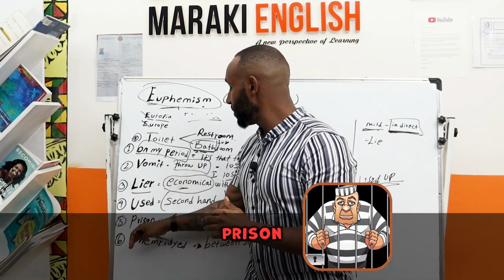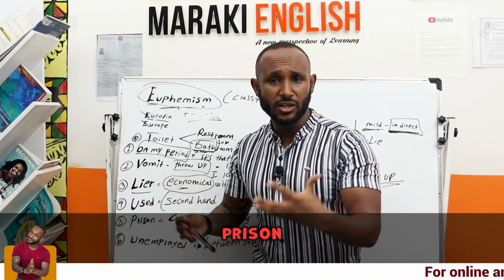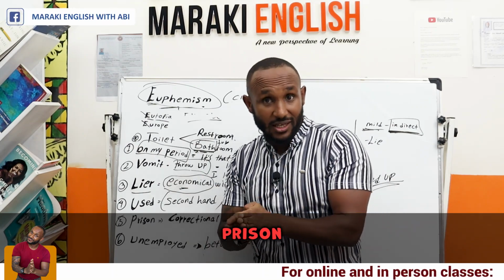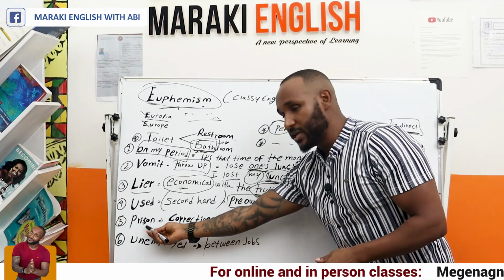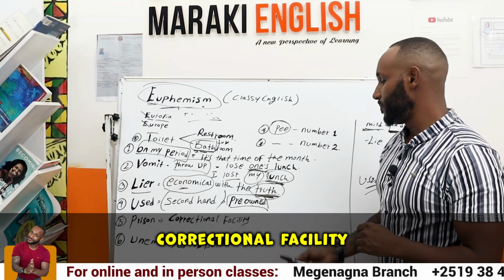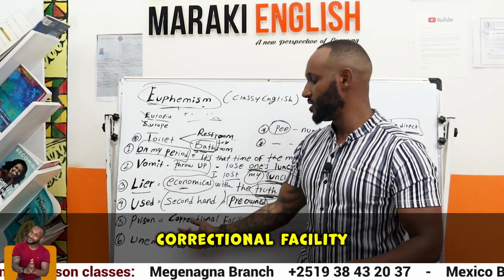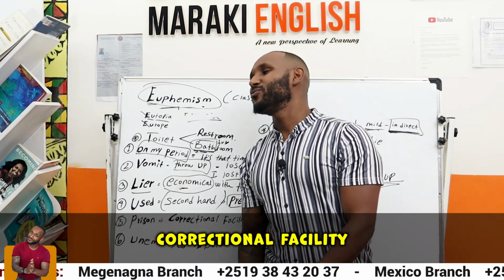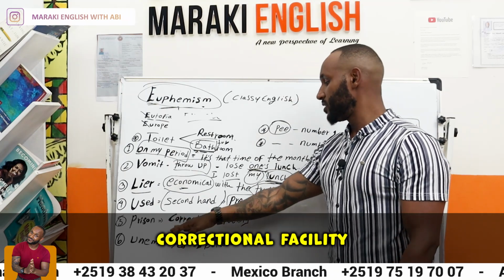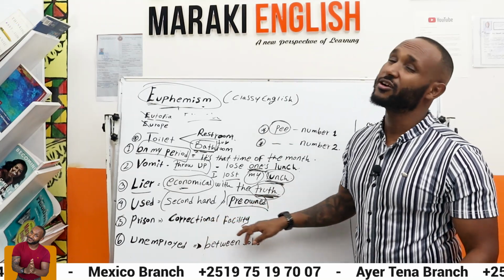But the purpose of prison is not to cage anyone. It's not to punish anyone. It's to correct their behavior. It's to correct their mistake. So instead of saying prison, from now on, your word is a correctional facility. Correctional facility. Okay? Imagine if your husband is a prison guard, you don't say, "Oh, my husband works in prison." Nah, my husband works in a correctional facility. Okay? My husband works in a correctional facility.